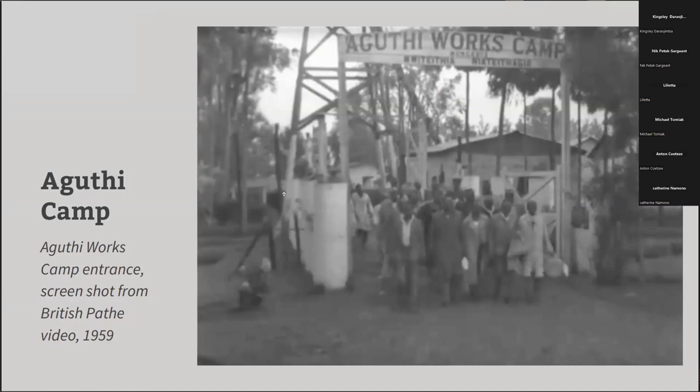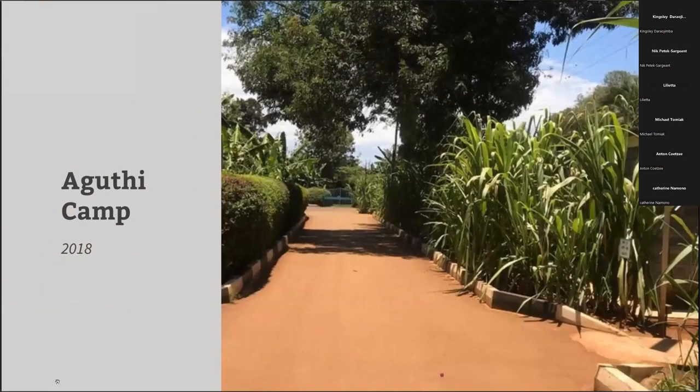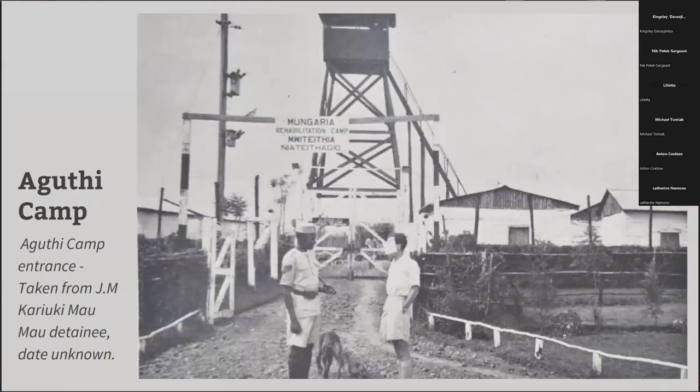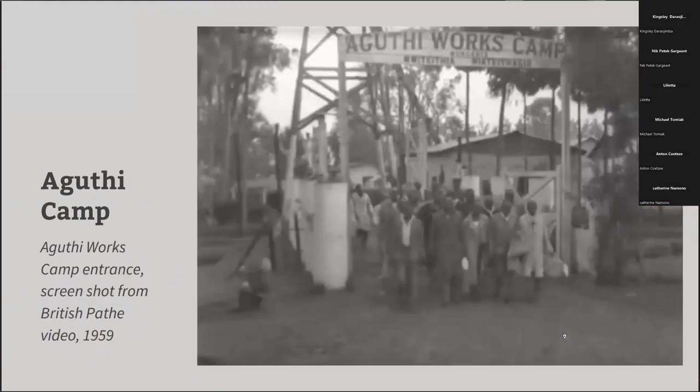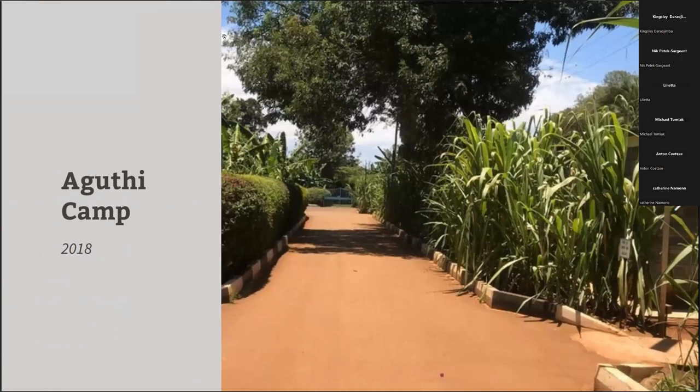And so during our field trip, we went to the present-day Agudhie camp. This is how it looks in 2018. Of course, the tower did not exist, but as you can see, the entrance is the same. You can see that the entrance is kind of the same. So we were able to construct this tower using the photos that we got and oral history.